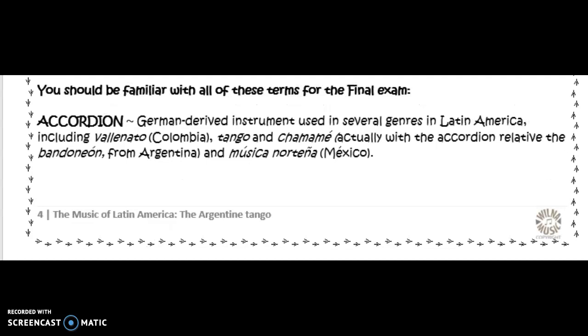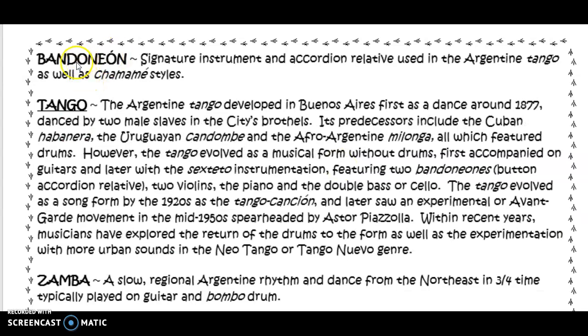Let's look at some of the words that you need to know. Accordion. Okay. It's the instrument from Europe, German. We know the accordion, and it's used in Colombia, it's used in the tango, but we know the word bandoneon. We have also that in the music of Mexico. If I talk about music from the Argentine tango, I want you to use the word bandoneon.